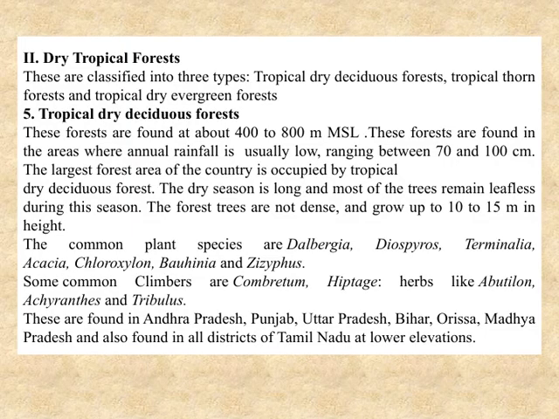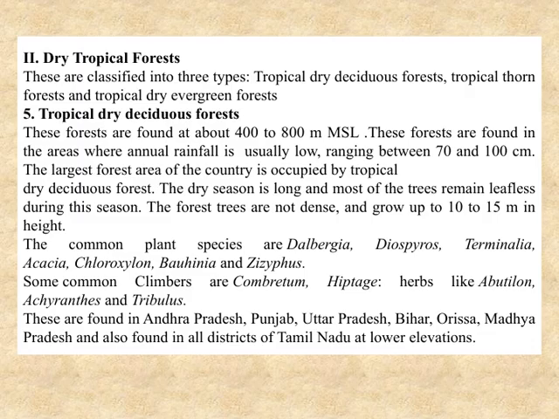Let's now look at the second type of dry tropical forests, which is the tropical dry deciduous forests. These forests are typically found at elevations between about 400 to 800 meters above sea level. They thrive in regions where the annual rainfall is relatively low, usually between 70 and 100 centimeters. Interestingly, this type of forest covers the largest area in our country, making it quite significant in our landscape.